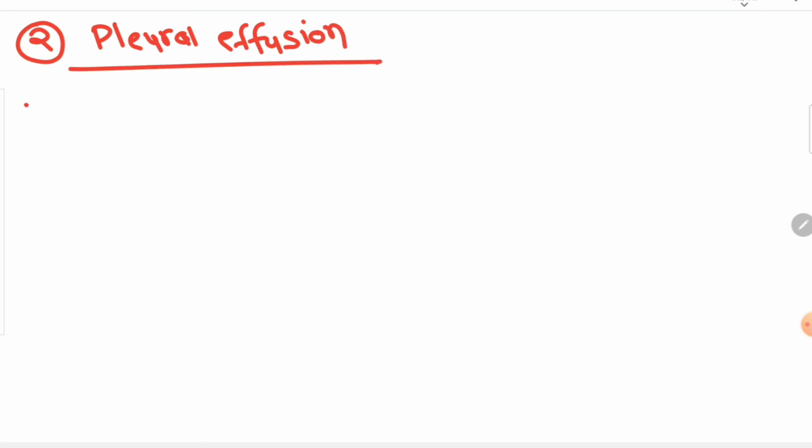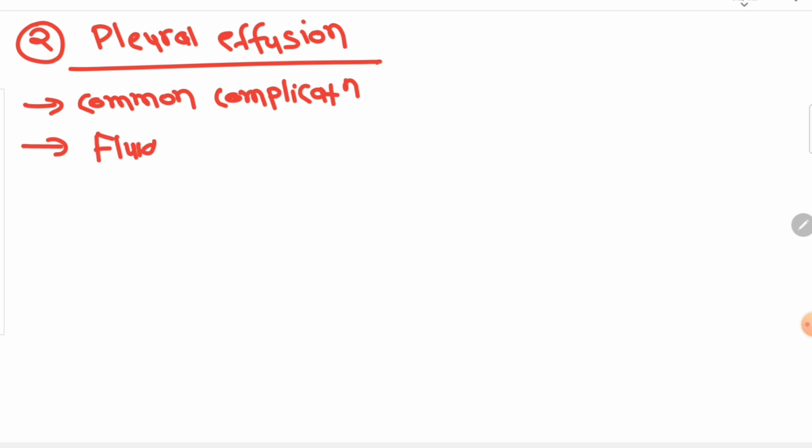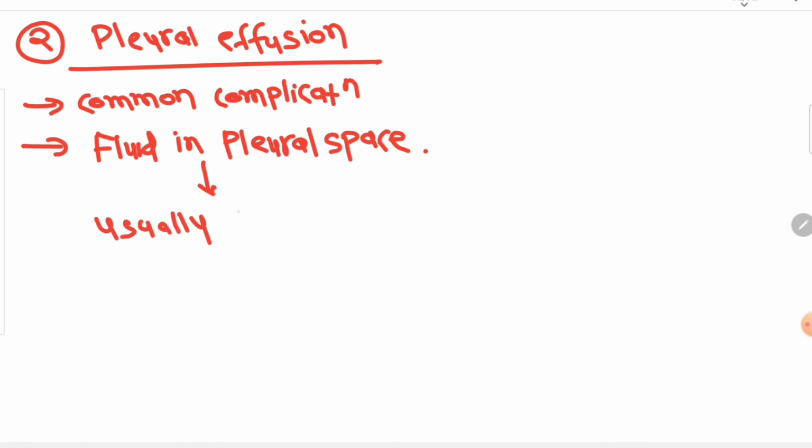Alright. Second complication is pleural effusion. Because inflammation of lung parenchyma can affect the overlying pleura as well. And this pleural effusion is a very common complication of pneumonia, and because of pleural inflammation there will be fluid accumulated in pleura, which is known by the name pleural effusion. So there will be fluid in the pleural space, and usually it is resolved when pneumonia is treated. With resolution of pneumonia, the pleural effusion will automatically subside.